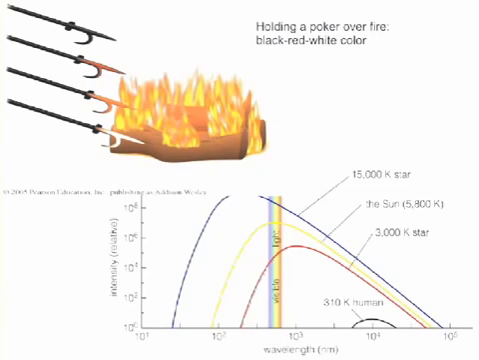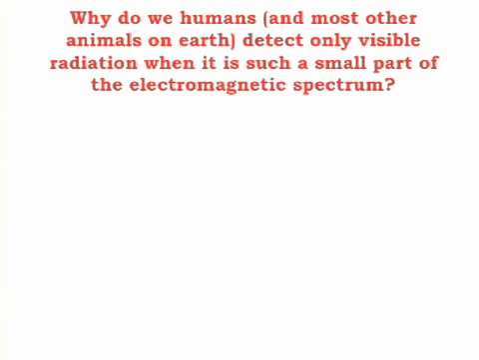All right. So why do humans and other animals detect only visible radiation when it's a small part of the electromagnetic spectrum? Anybody? Why do we detect only a small part of the electromagnetic spectrum? Anybody? Yeah. Evolution, that's true. Evolution makes that happen, clearly, but why does it favor that?